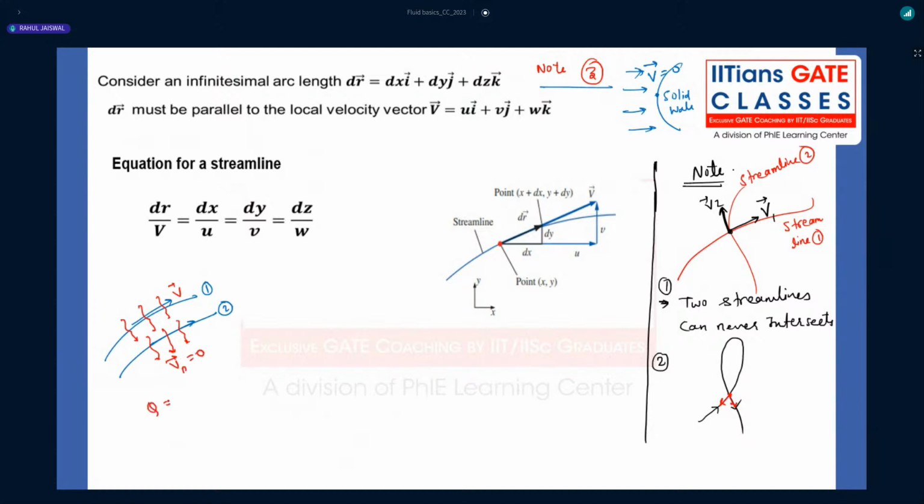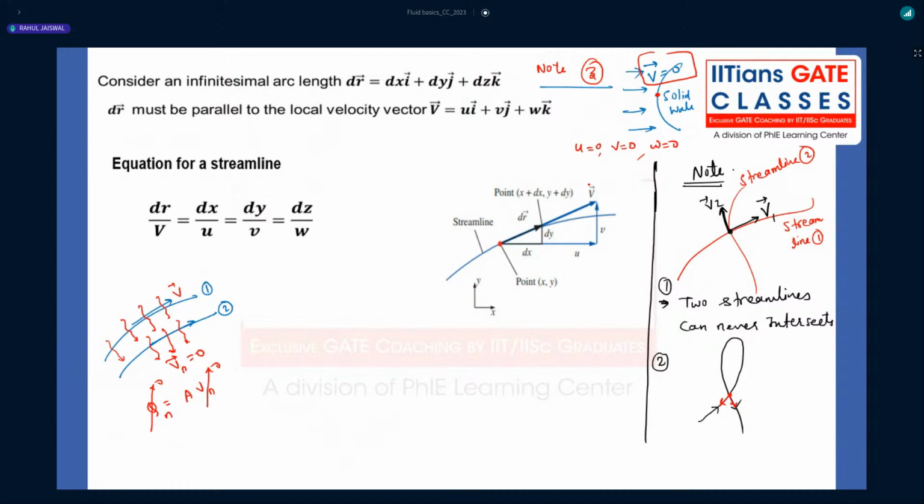So what is the discharge formula? Area into velocity. In the normal direction, if you want to calculate the discharge, A into Vn is 0, so discharge will be 0. In the perpendicular to the tangent direction, that means across the streamline, flow is not possible. These are a few important points that are asked in the GATE examinations, right? So at this stagnation point where the net velocity is 0, the U component is 0, the V component is 0, the omega component is 0. At that particular point, we cannot define the streamline, right?